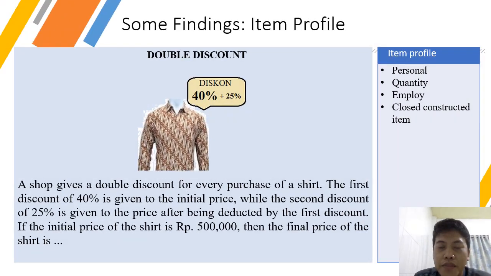For the second problem, we have this context, for example. This is regarded as a personal context because of the direct personal information. And then this is included as a quantity problem because it's related to discount or percentage that every problem solver needs to know or understand.